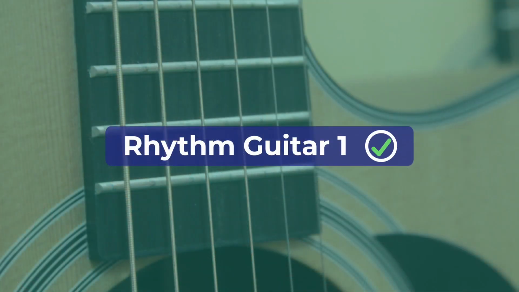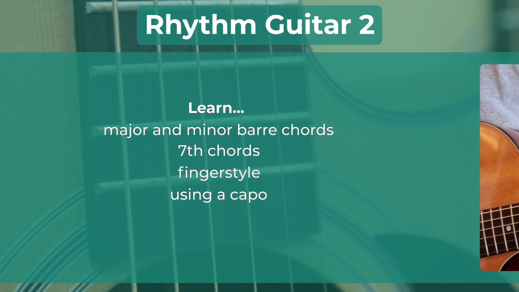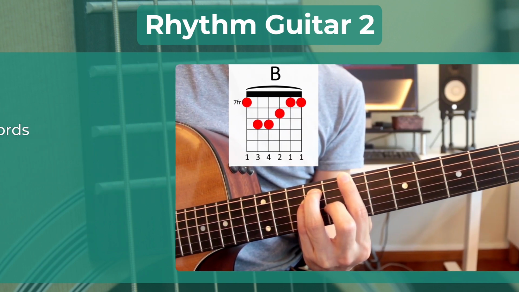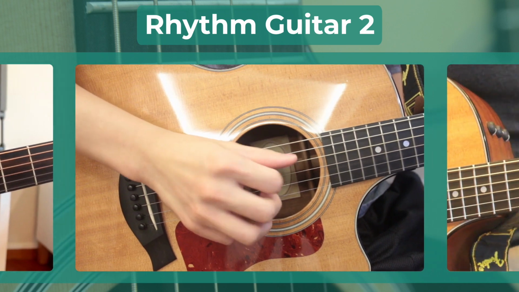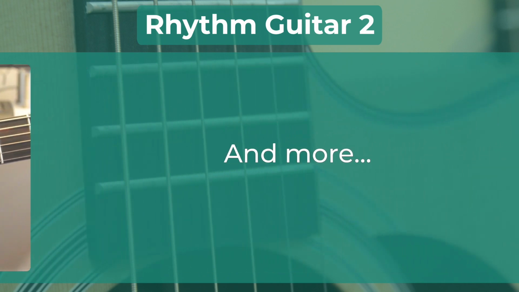Building on what we learned in Rhythm Guitar 1, we will now dive into major and minor bar chords, seventh chords, intermediate fingerstyle techniques, and how to use a capo to transpose and play songs in every key.